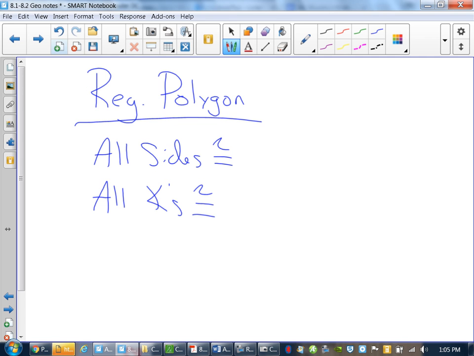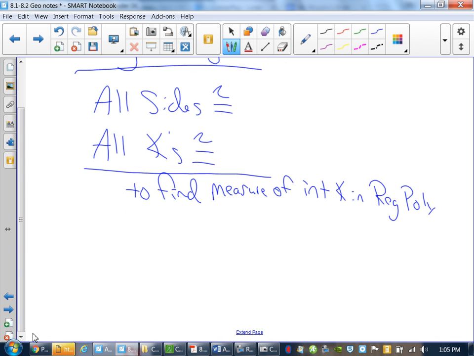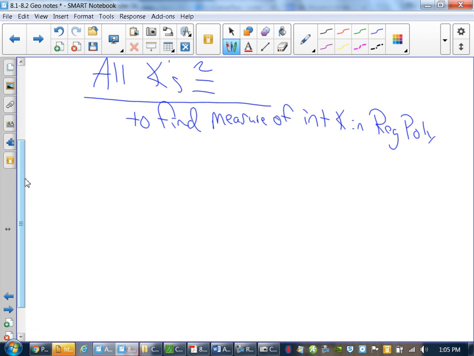Now, what I want you to think about is how to find the measure of an interior angle in a regular polygon. Excuse me. Let me show you an example.